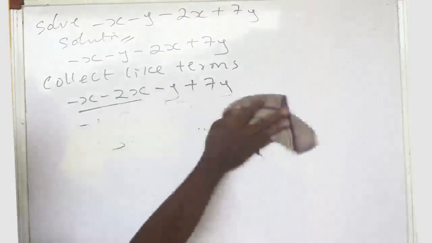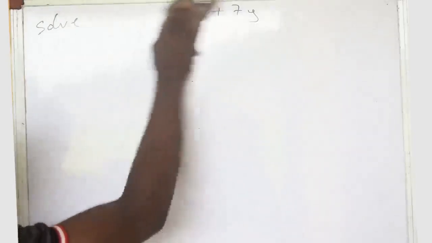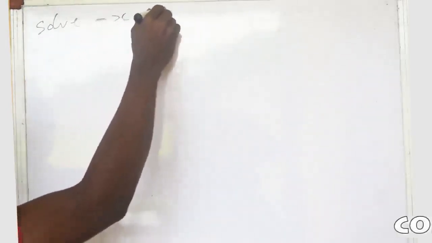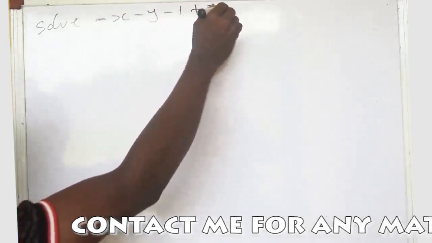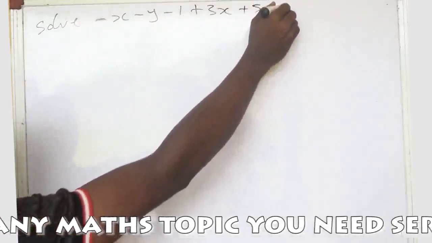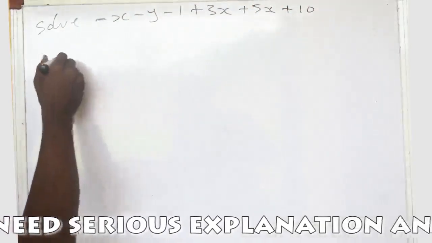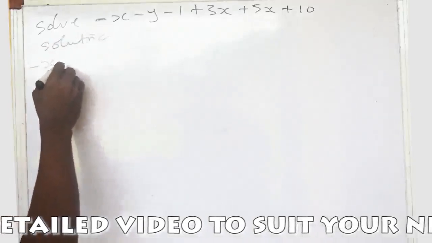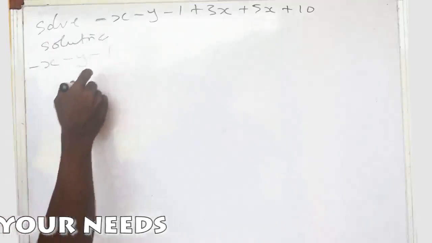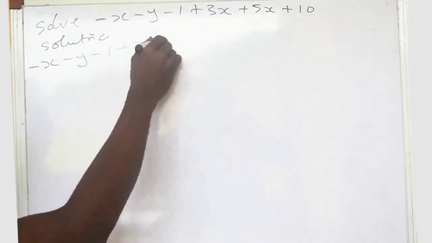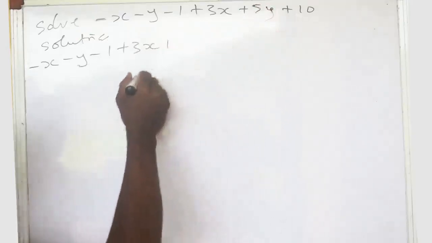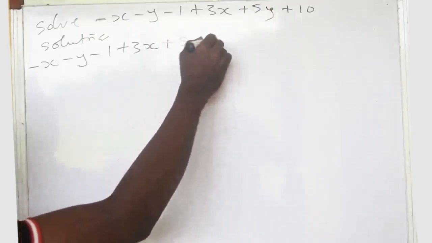So don't be carried away. There is nothing so hard about mathematics. Okay, if I make it look this way, I say minus x minus y minus 1 plus 3x plus 5y plus 10. I give you these to solve. The solution to this: we have minus x minus 1 minus y minus 1 plus 3x plus 5y plus 10.